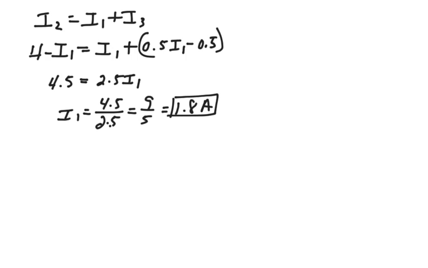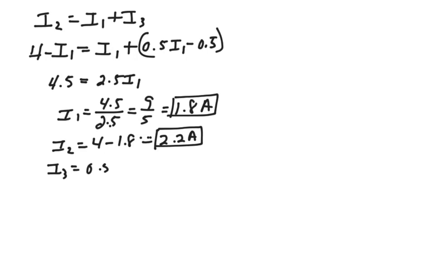Since we've gone this far, let's find the other currents just for fun. I2 is 4 minus I1, so that's 4 minus 1.8, which would be 2.2 amps. And I3 is 0.5 times I1, 1.8, minus 0.5. So that's going to be 0.9 minus 0.5, or 0.4 amps. Alright, so those are our three currents. We want to find VB minus VA in our original circuit.